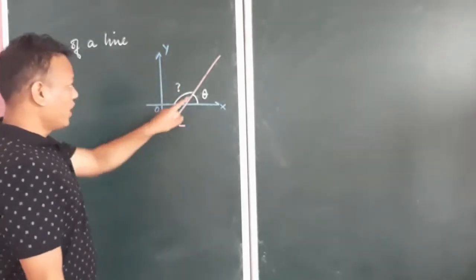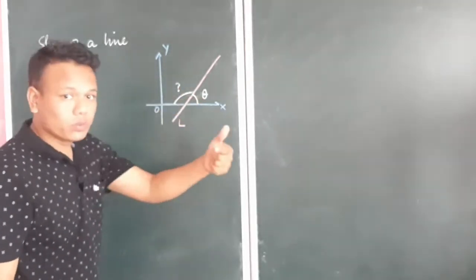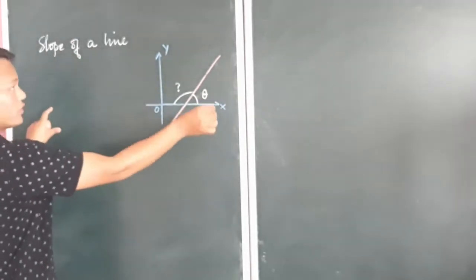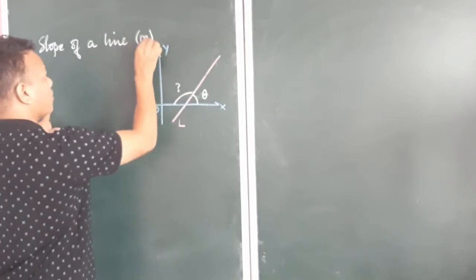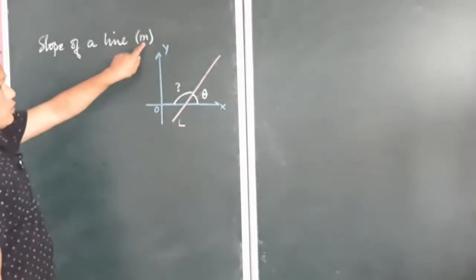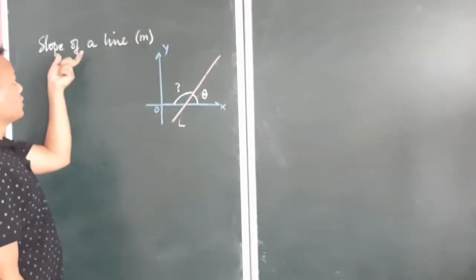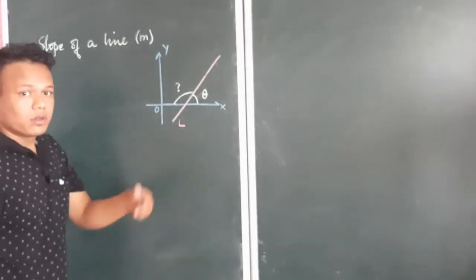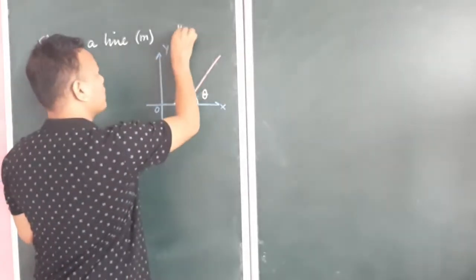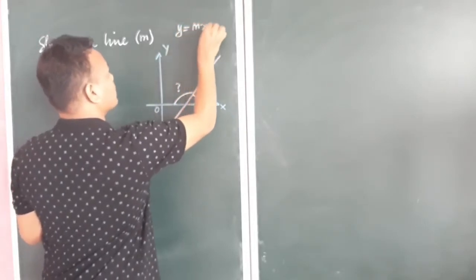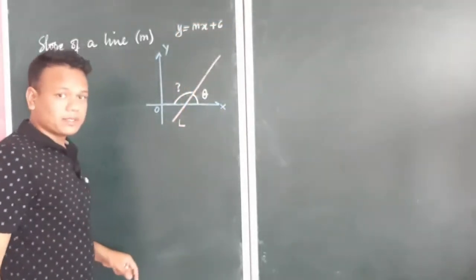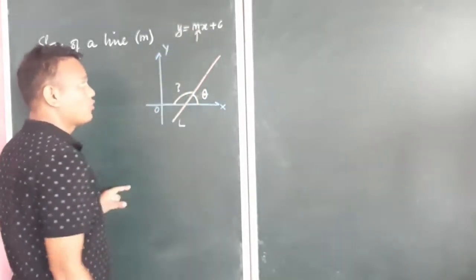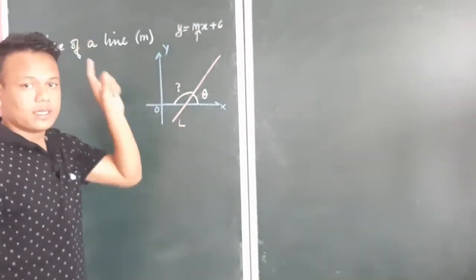Now if theta is the inclination, then what is slope? That's what we are going to understand. Slope of a line is always denoted by small m. Whenever you see small m, that is the slope of a line. You have already come across one of the very famous equations of a line in your class 10, that is y equals mx plus c. Here this m stands for the slope of the line.